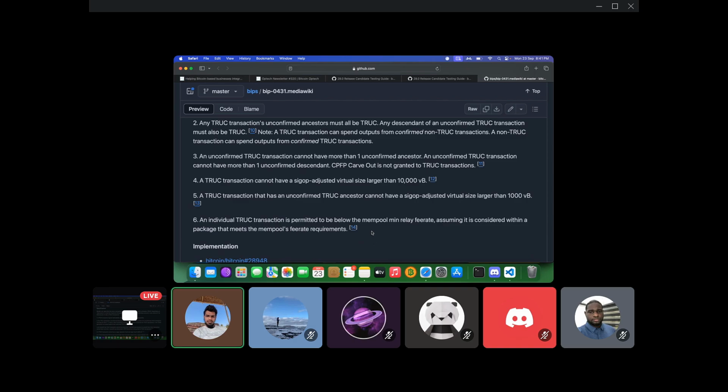So, every mempool has a minimum relay fee rate. All right. So a transaction needs to pay at least that amount of fee for it to be included in the mempool. But truck transactions are an exception. Why are they an exception? They are an exception because they allow package relay.